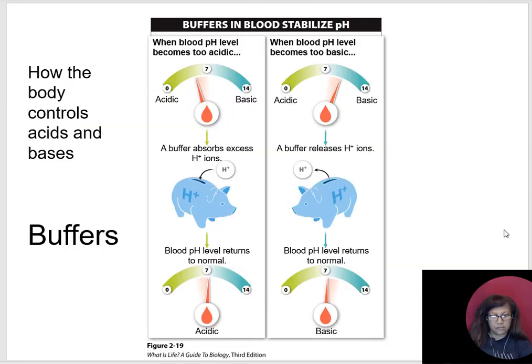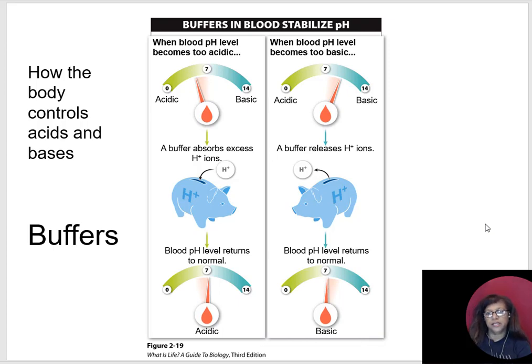But let's talk about what buffers are, because buffers are very important. Buffers in blood actually stabilize pH. And there's a great video that I think I'm going to find and put up for you on buffers and how they work, but let me see if I can explain it here. So let's talk about buffers in blood.